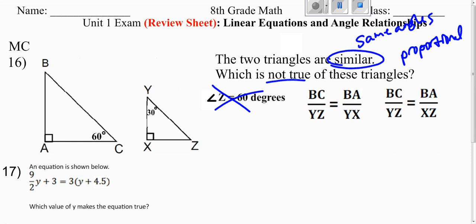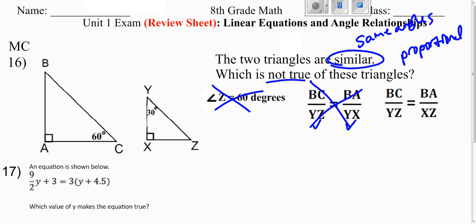BC over YZ equals BA over YX. Let's see if BC correctly matches up with YZ. Here's BC, here's YZ. Those correctly match up or correspond. So I'll put a little check mark. BA and YX. Here's BA, here's YX. Those look like they correspond, so that's good. So this is also correct.